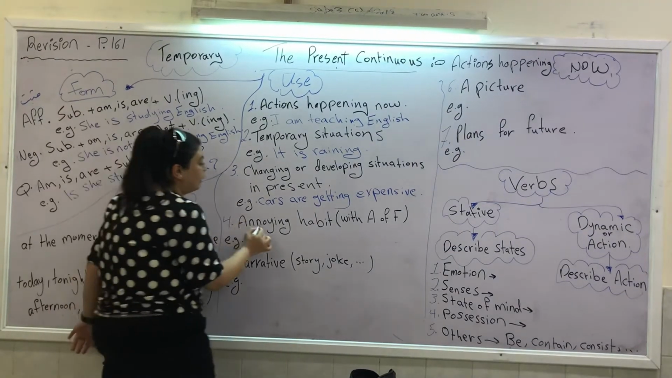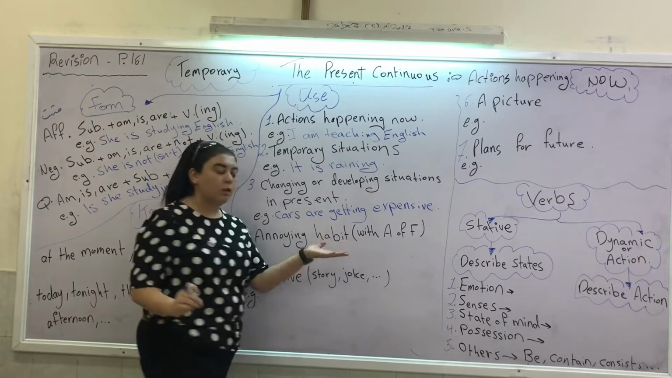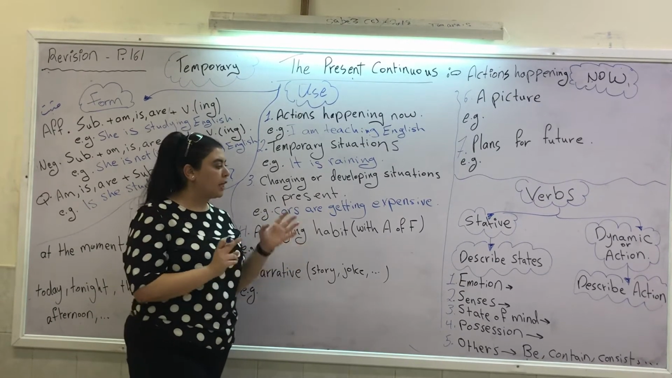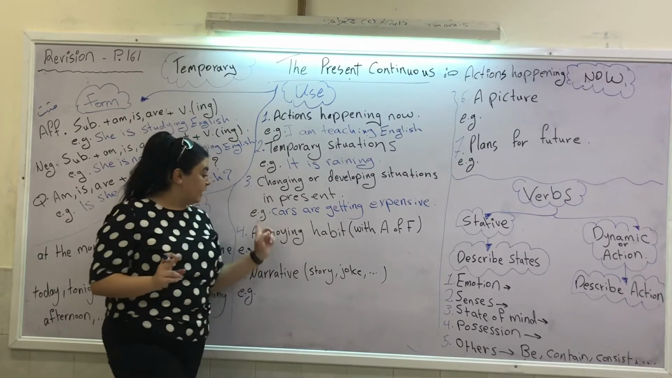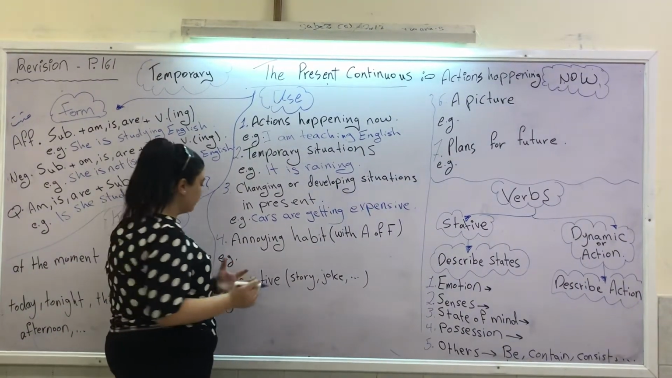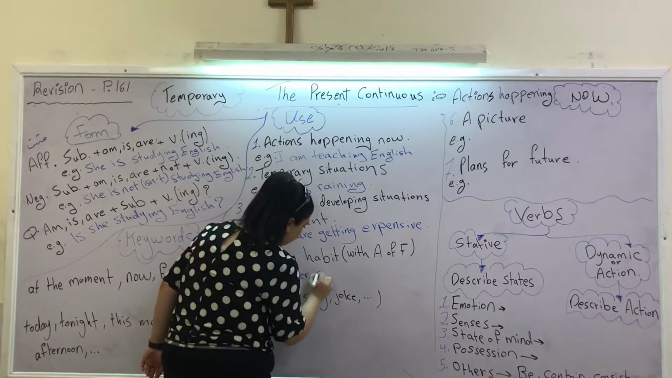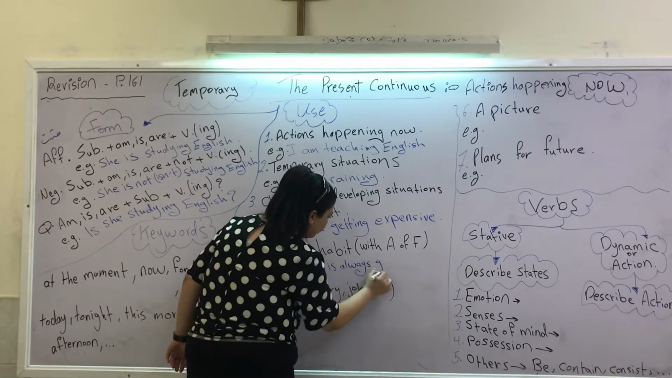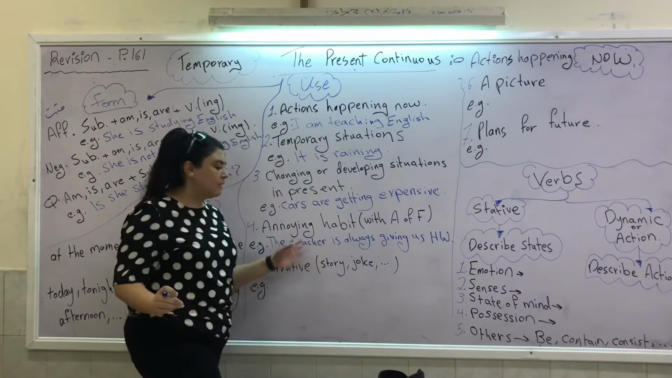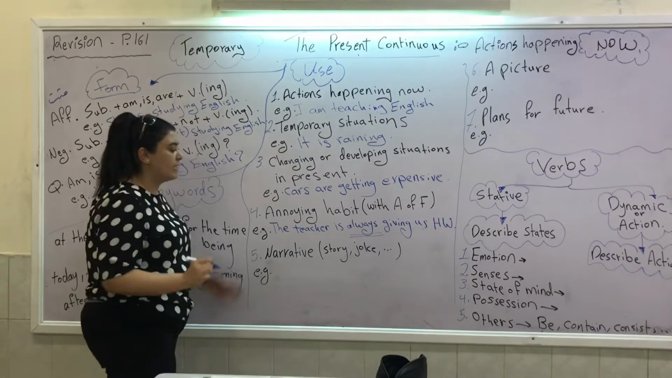The fourth use of it is annoying habit, meaning a bad habit. And we use the adverbs of frequency which I already explained in the simple present tense. We know that the adverbs of frequency are used in the simple present tense, but in here we have to use it with the annoying habit. So here an example in order to clarify what I am talking about. The teacher is always giving us homework. This habit of the teacher is an annoying habit, that she always gives us homework. So we use the adverb of frequency which is always here.